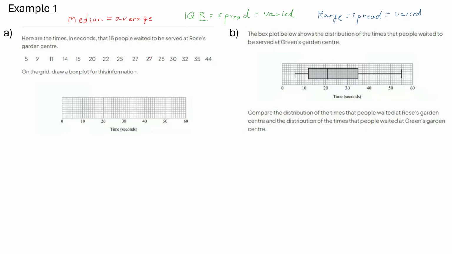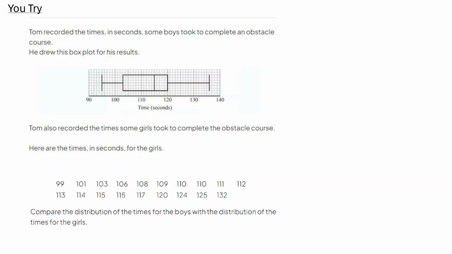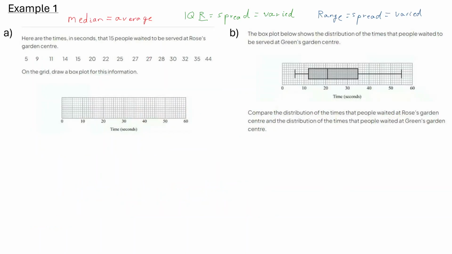Right, example one, and then you can try the second one yourself if you wish, or watch me go through it. Example one: here are the times in seconds that 15 people waited to be served at Rosa's Garden Centre. Are they in ascending order? Yes, they are, smallest to biggest, which is useful. On the grid, draw a box plot to show this information. From last video, we should be pretty good at this, hopefully. We've just got to put this as a box plot.